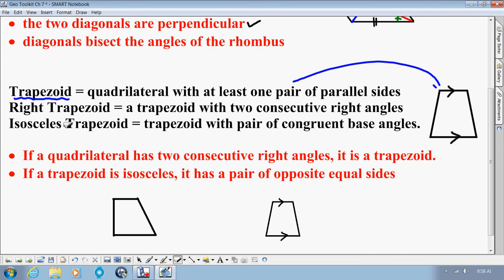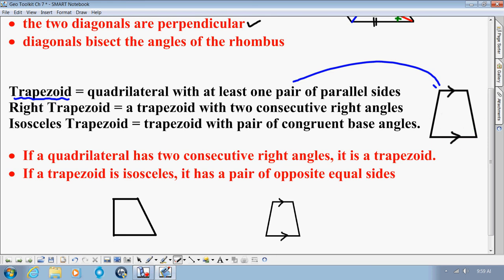Also, an isosceles trapezoid would be a trapezoid with a pair of congruent base angles. So for instance, once again, here's our trapezoid. It would mean this angle and this angle, if these two angles are the same in measurement, that means we could call this an isosceles trapezoid. And what does isosceles mean? Well, it means that we'd also have two sides that are equal in length. So this side and this side would be equal in length as well.